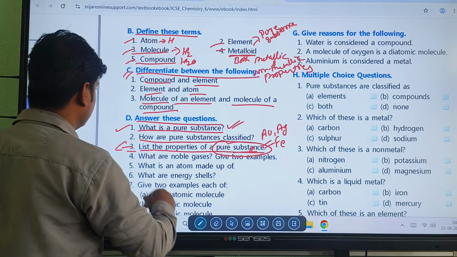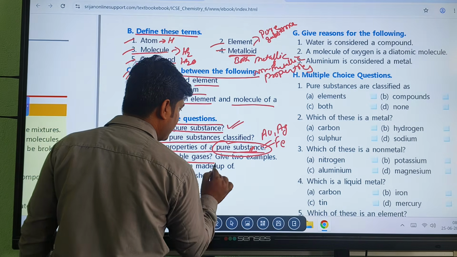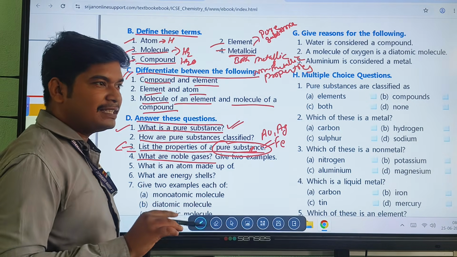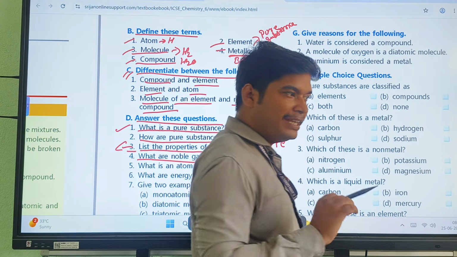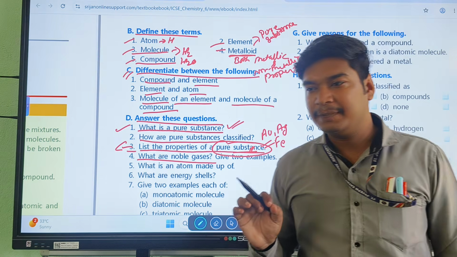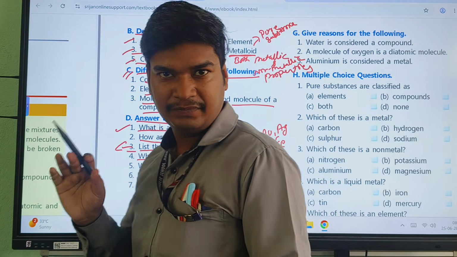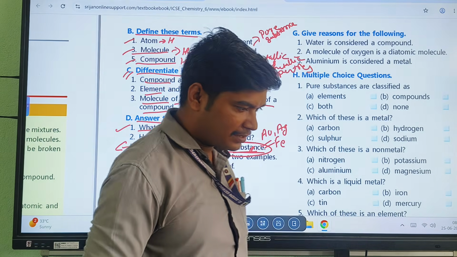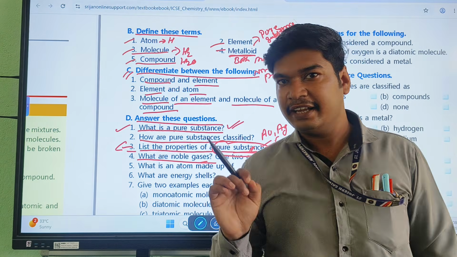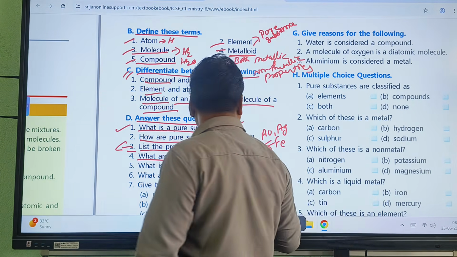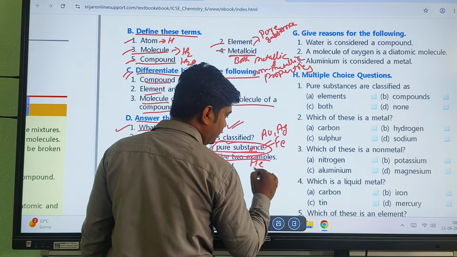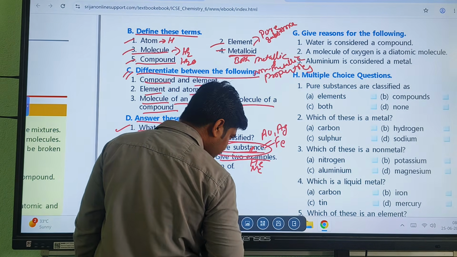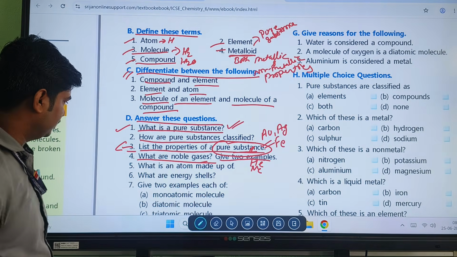Now come to question number 4. What are noble gases? Noble gases are those gases, actually those elements, which do not participate in any chemical reaction. That is known as noble gas. How many noble gases are there? 6 noble gases are there: helium, neon, argon, krypton, xenon, radon. Here it is written, give 2 examples. So helium and neon.